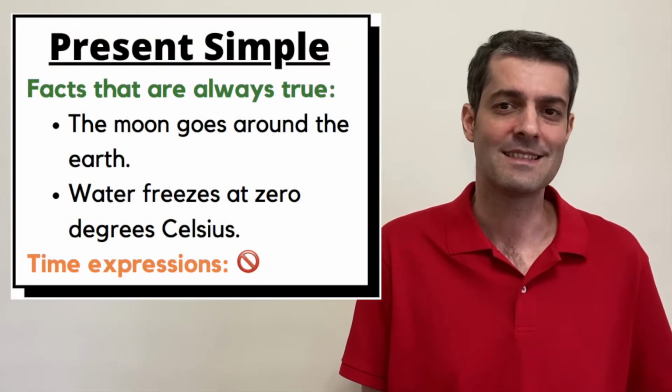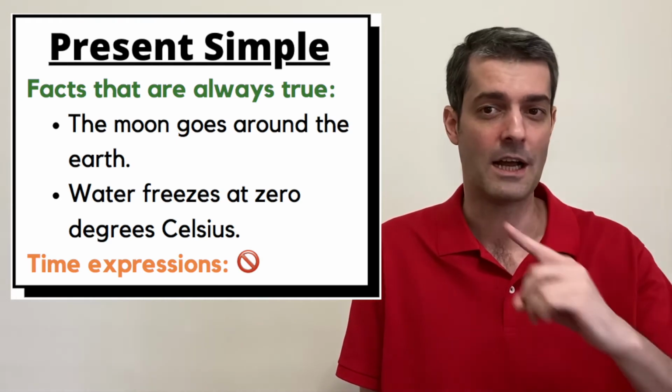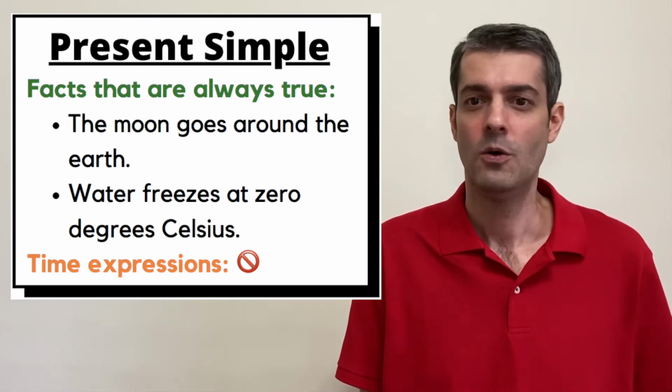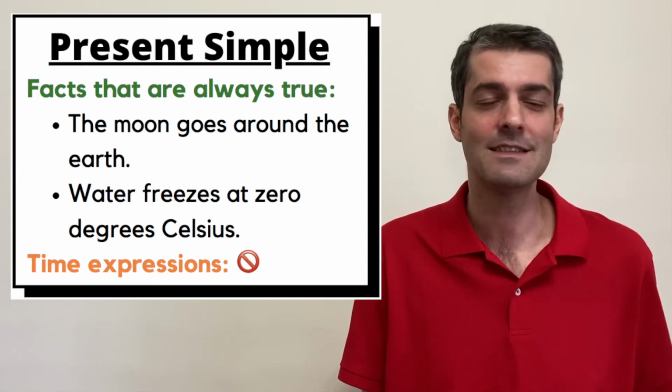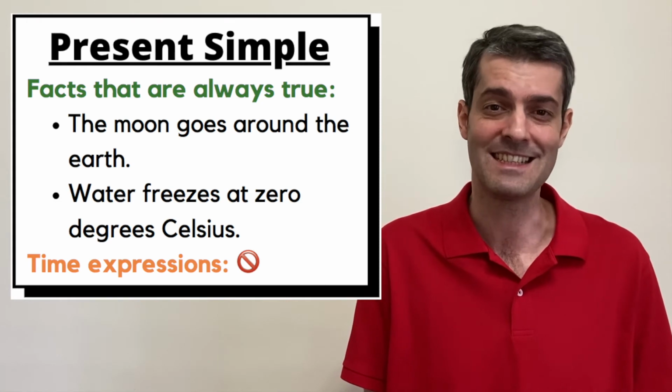We also use the present simple to talk about facts that are always true. The moon goes around the earth. It's true. Water freezes at 0 degrees Celsius. It's true. We're not going to use time expressions for these either.